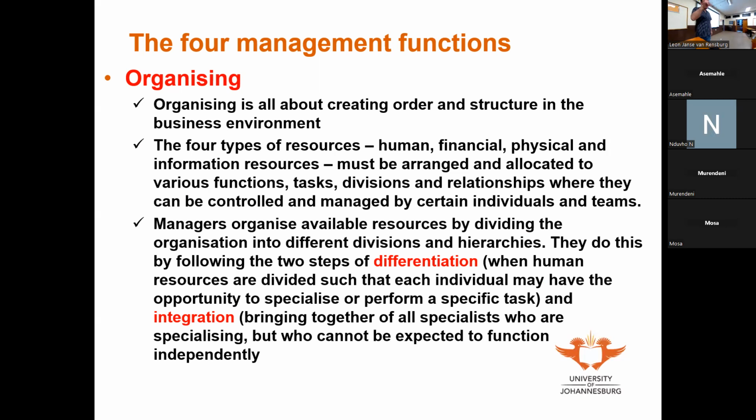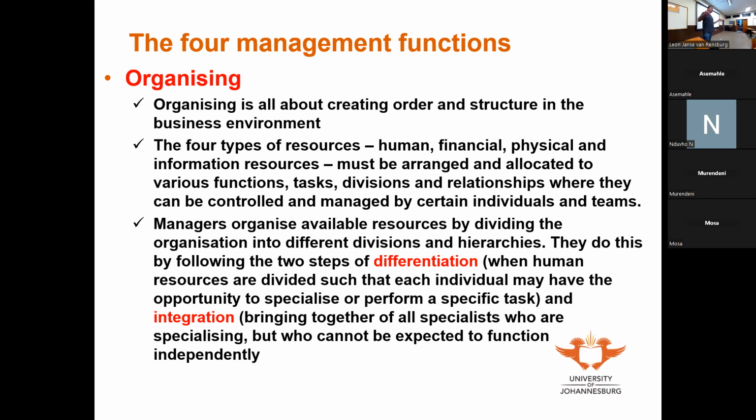Depending on what your strategy is and where you want to go, they do this by following the two steps of differentiation, when human resources are divided such that each individual may have the opportunity to specialize or perform a specific task, and integration. So differentiation and integration. Bring together all the specialists who are specializing to make these things work.